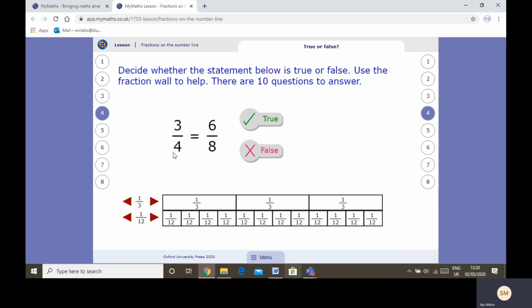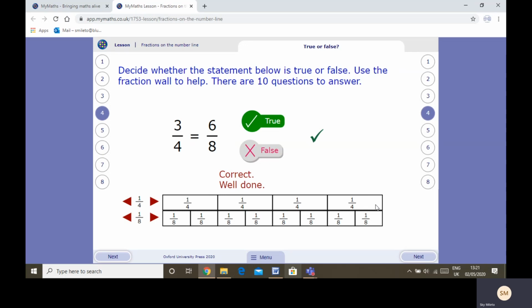Okay, I'll do 2 more. 4 times 2 equals 8. So we've times the bottom by 2, so we must times the top by 2. And I can see that 3 times 2 is 6. So I know this one must be true. Again, 1, 2, 3 at the top. Looking at the line here, 1, 2, 3, 4, 5, 6. True.